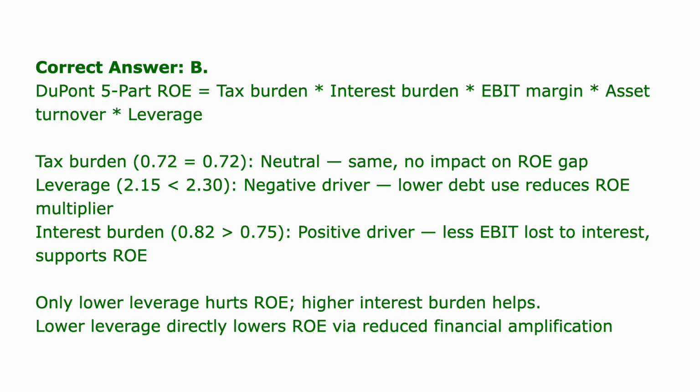Correct answer, B. DuPont 5-part ROE components: tax burden, interest burden, EBIT margin, asset turnover, and leverage. Leverage impact on ROE. Lower leverage negatively impacts ROE by reducing financial amplification. Interest burden impact on ROE. Higher interest burden positively impacts ROE by reducing EBIT loss to interest.